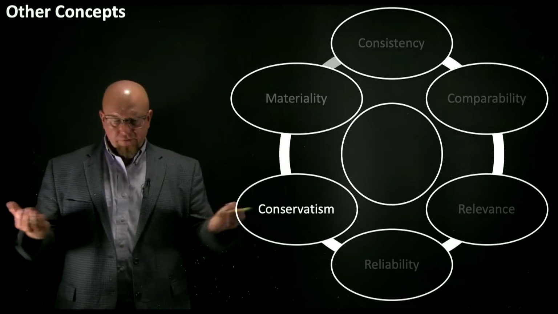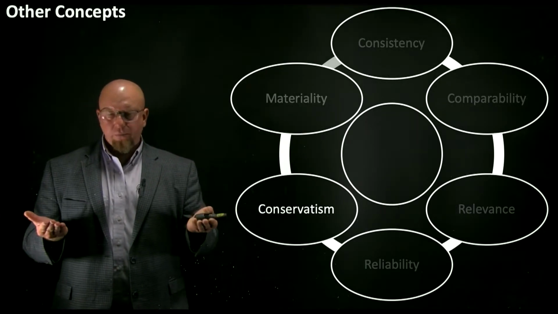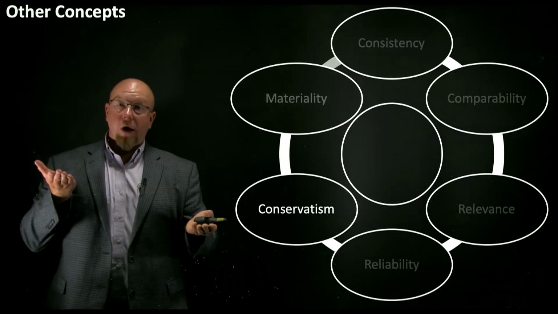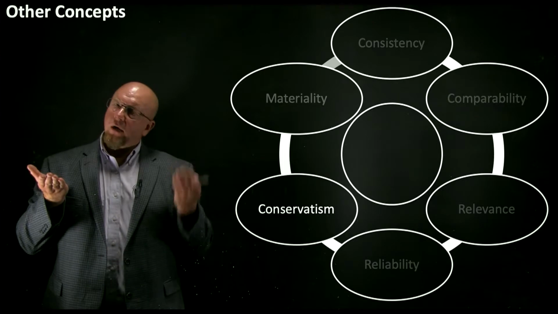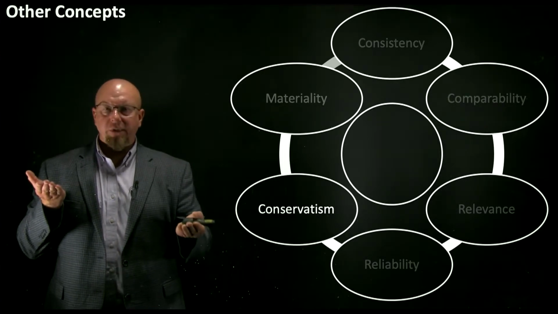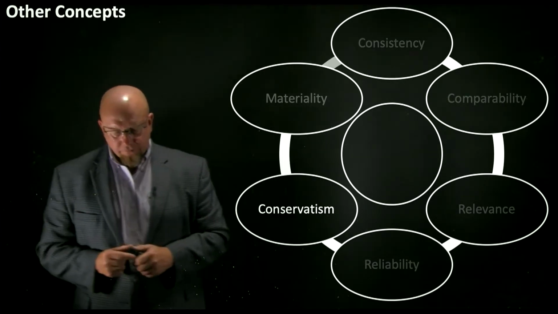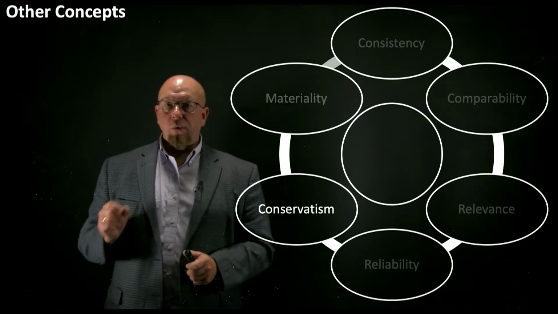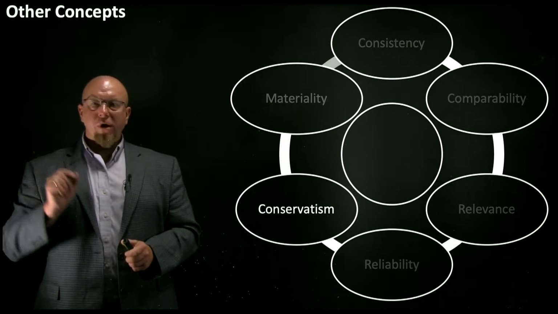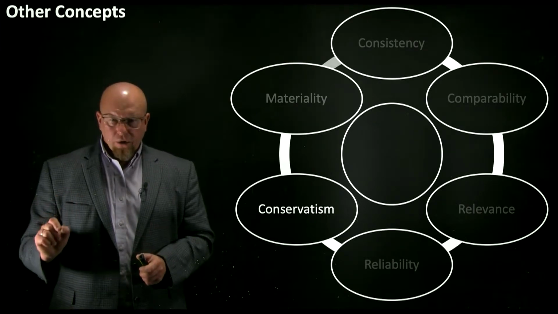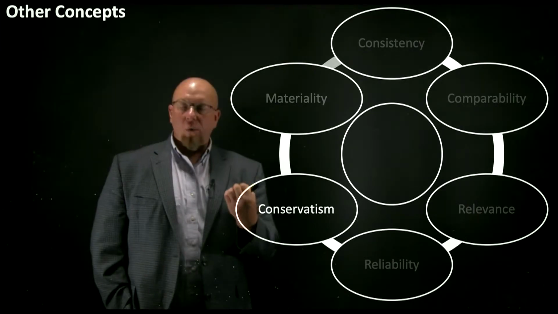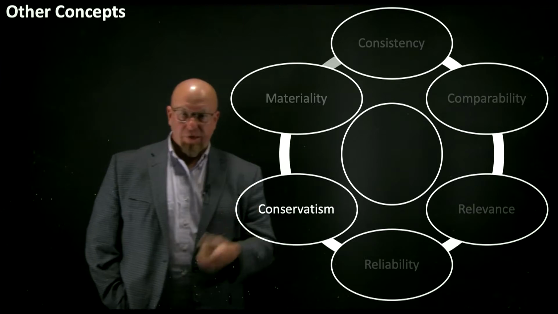But if we have two equal options and one presents a little bit more optimistic picture and one is a little bit more pessimistic, we're probably going to go with that more pessimistic, because conservatism basically means we don't want to overpromise and underdeliver. We would rather underpromise and overdeliver. We don't want to paint too good of a picture.